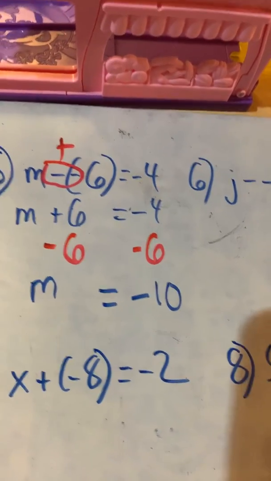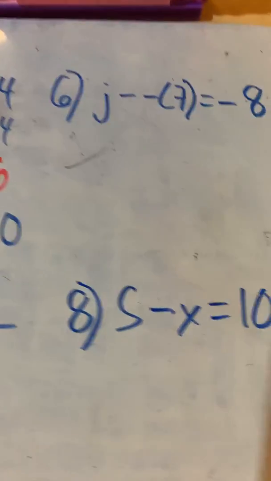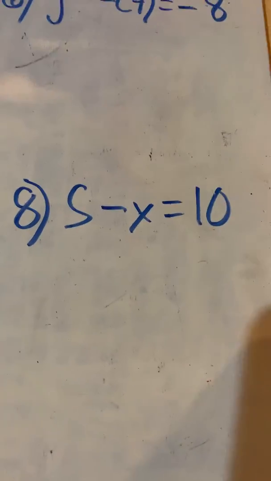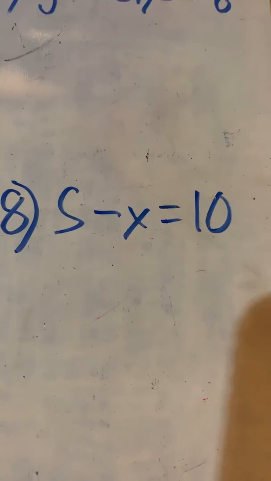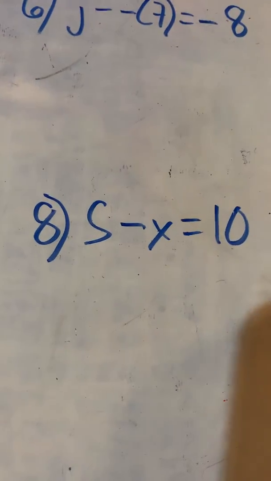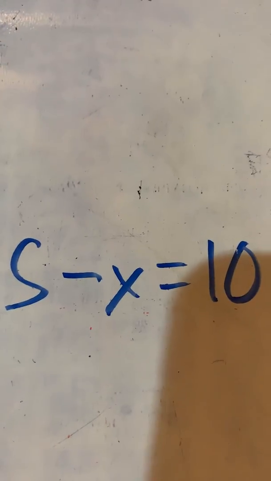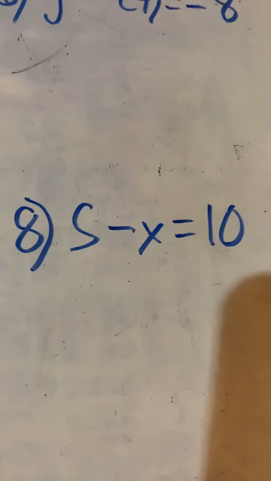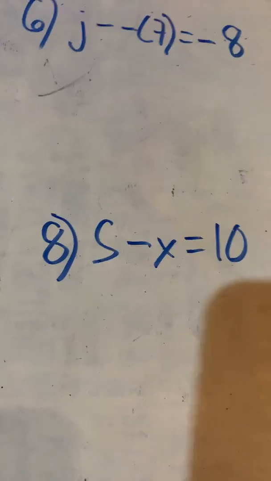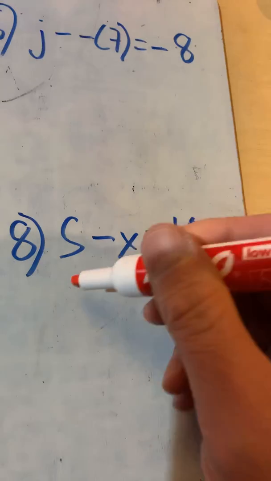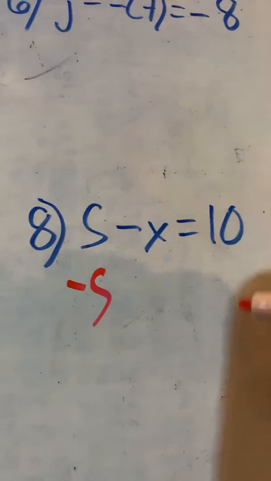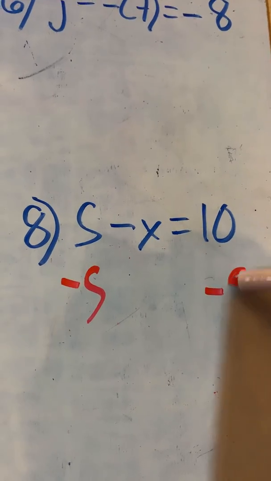Number 8 might be one that poses a bit of a problem. I put that last because it's sort of the trickiest. Now you have here 5 minus x equals 10. So if you find the variable is x, and there's a minus sign in front of it, but this is actually a positive 5. So to make that positive 5 go away and isolate the variable, you want to subtract 5. And then, as always, you do the same thing to the other side of the equal sign.